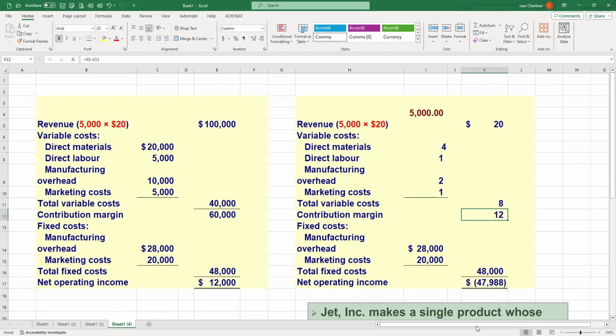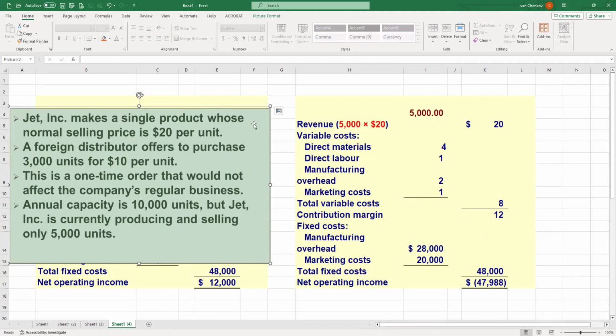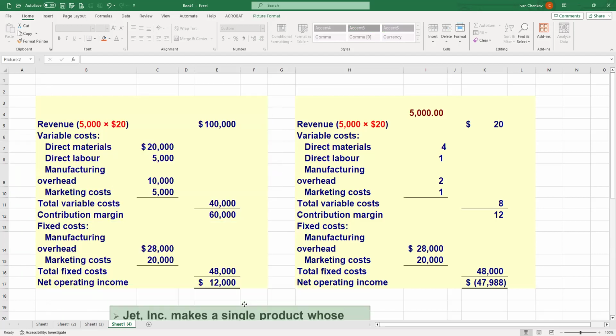So this company comes and tells us, can you produce me 3,000 units and sell them to me for $10? I have the capacity. That's not my problem. If I produce 3,000 more units, is that going to change my fixed factory manufacturing overhead? No. Is that going to change my fixed marketing cost? Also no. So those are irrelevant for my decision.